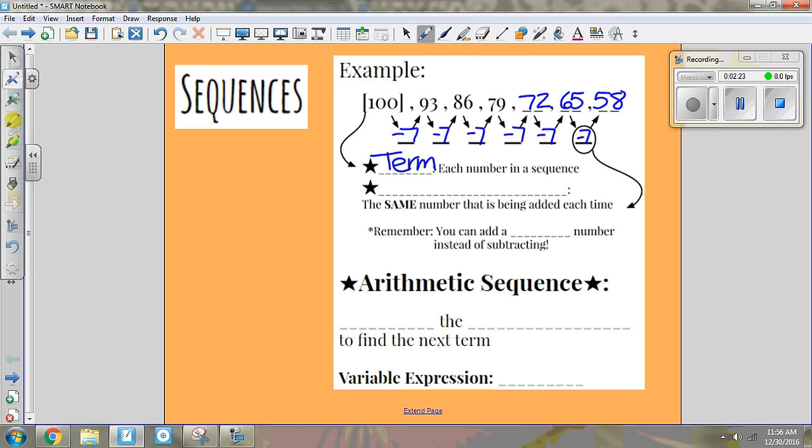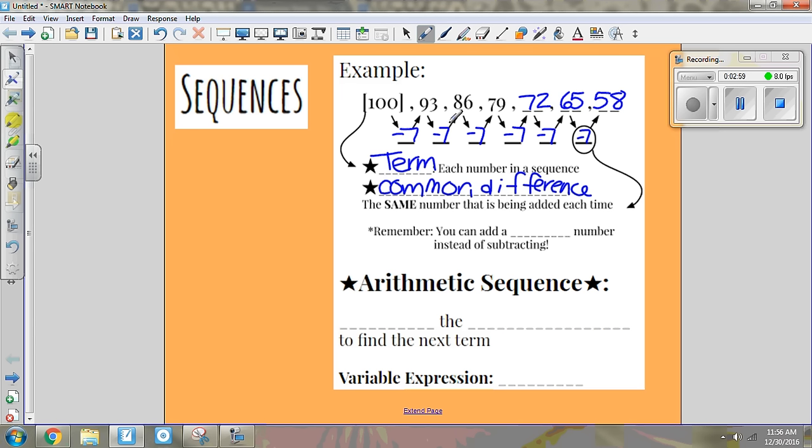So now that we've completed the sequence, we can go ahead and keep talking about that vocabulary. That number, that minus 7, that negative 7 that I was adding every single time, that's what we call the common difference. So go ahead and fill that into your common difference. That's the vocabulary word for that same number that's being added every time.